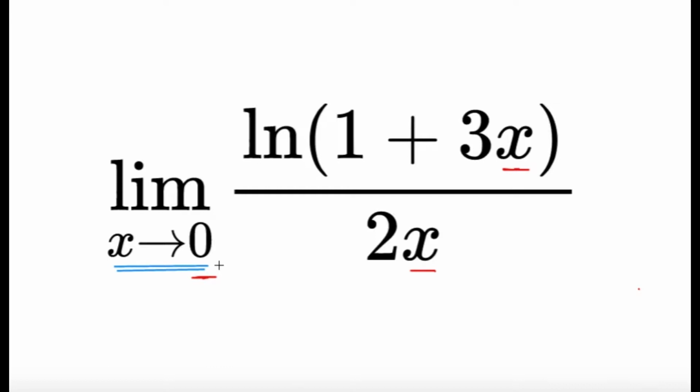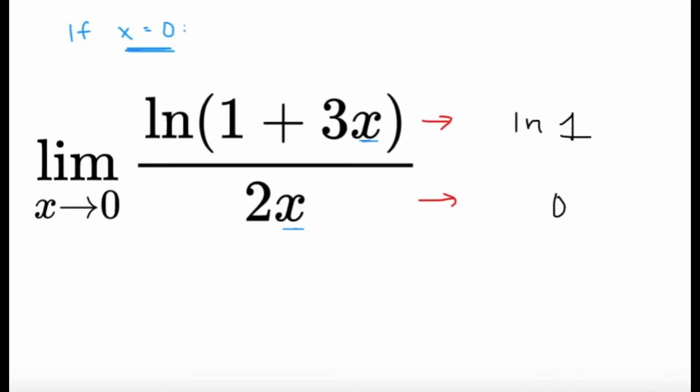Now, whenever we try to take a limit, we always try to see, can we directly substitute it? If we directly substitute x equals 0, we're going to end up with ln of 1 plus 3 times 0, that's just 0, so it's ln 1 at the top. And in the denominator we have 2x, so 2 times 0, that's just 0. Now, ln 1 over 0. We can write ln 1 as simply 0, because ln 1 is indeed 0.